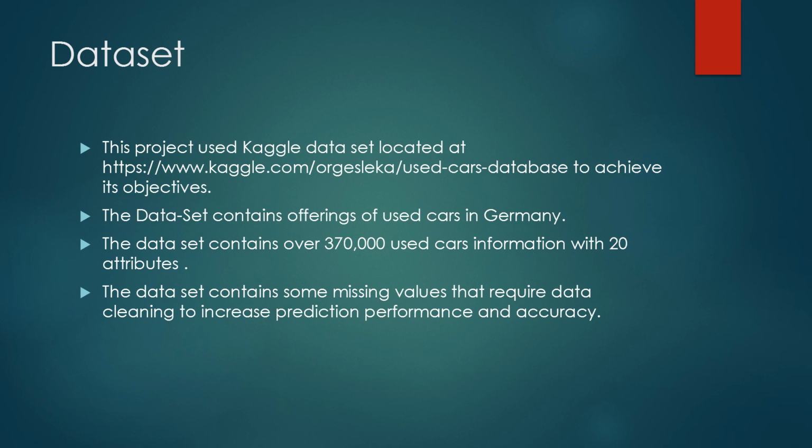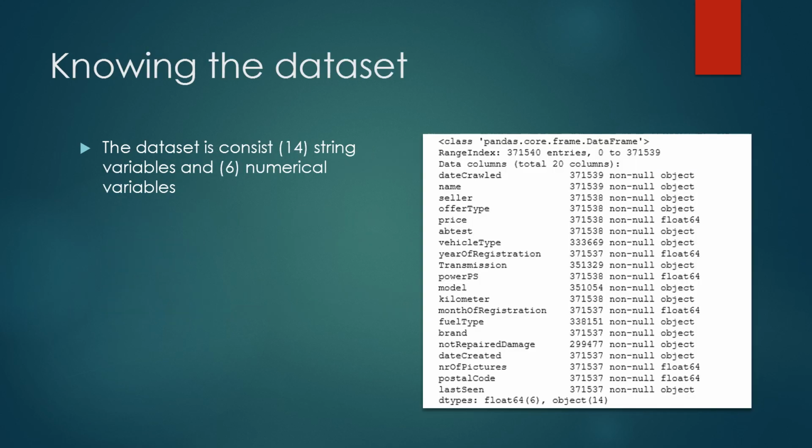The data set contains over 370,000 used cars' information with 20 attributes. It contains some missing values that require data cleaning to increase prediction performance and accuracy. The data set used for this project consists of 14 string variables and 6 numerical variables. The name of each of the 20 variables and their data types can be seen on this slide.